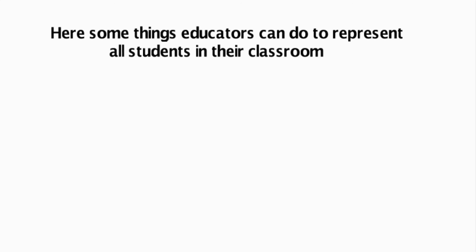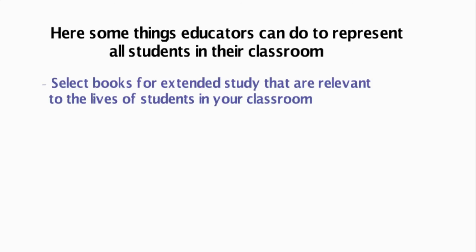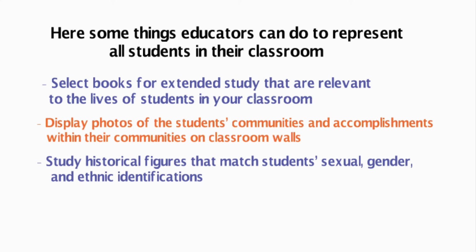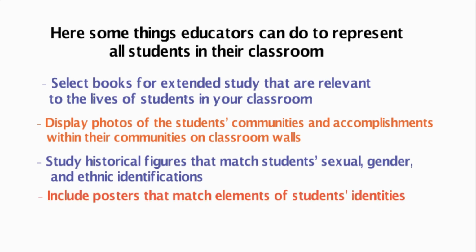Here are some things educators can do to represent all students in their classroom. Select books for extended study that are relevant to the lives of students in your classroom. Display photos of the students' communities and accomplishments within their communities on classroom walls. Study historical figures that match students' sexual, gender, and ethnic identifications. Include posters that match elements of students' identities. And bring in diverse guest speakers.